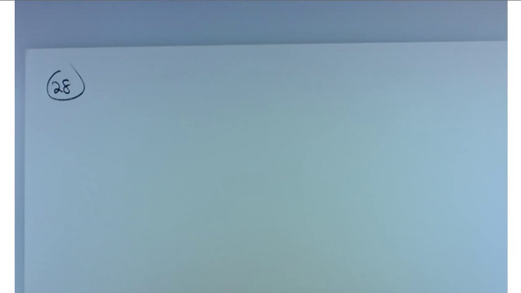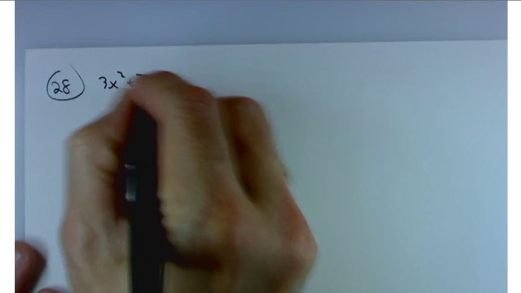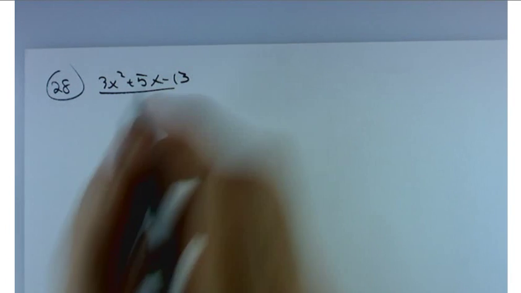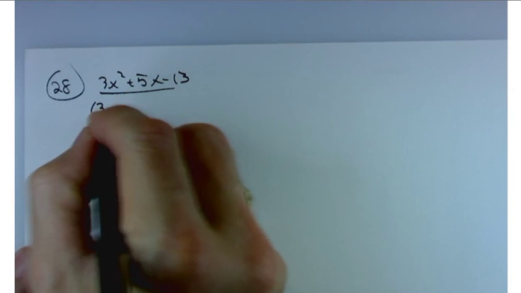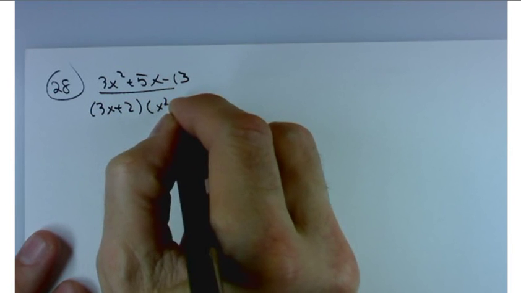Let's do problem number 28 real quick. I don't think it's going to be nearly as bad as the previous one. And what we'll use this to do is to serve as practice for what I would expect you to be able to do. So problem 28 looks like this. 3x squared plus 5x minus 13 over 3x plus 2 times x squared minus 4x plus 4.